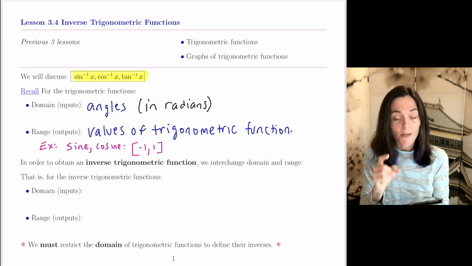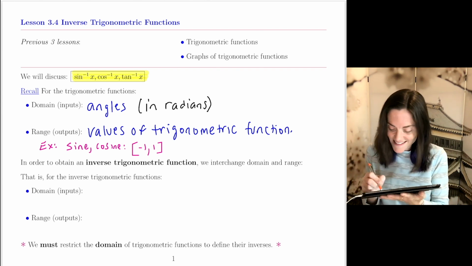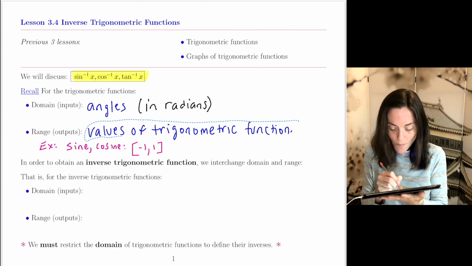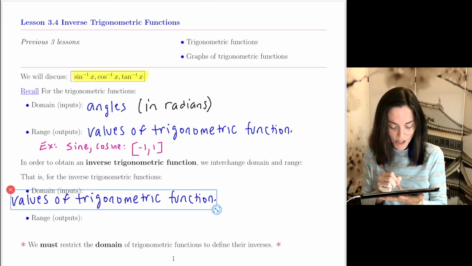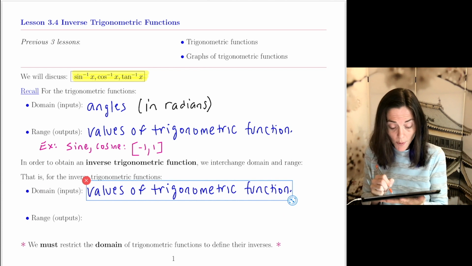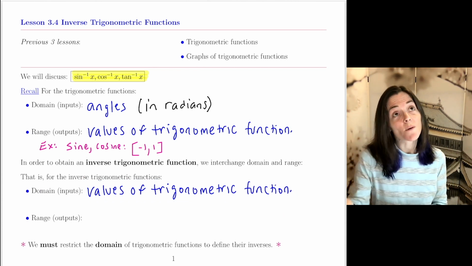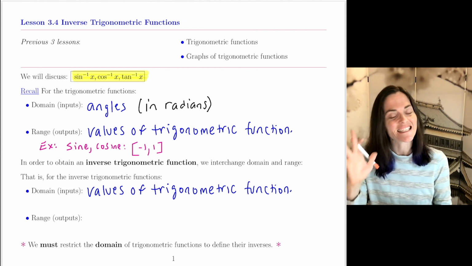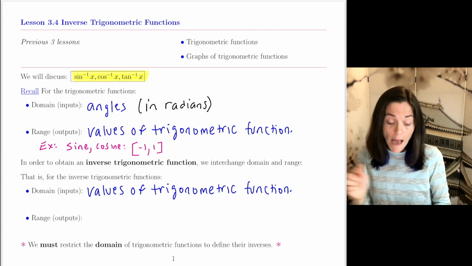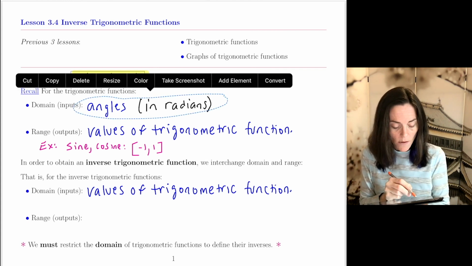For the inverse trigonometric functions, the domain will be values of the trigonometric function. So we are inputting, say, a value of cosine for a cosine inverse, or a value of sine for a sine inverse, or a value of tangent for a tangent inverse. And then the output, well, this will be an angle.